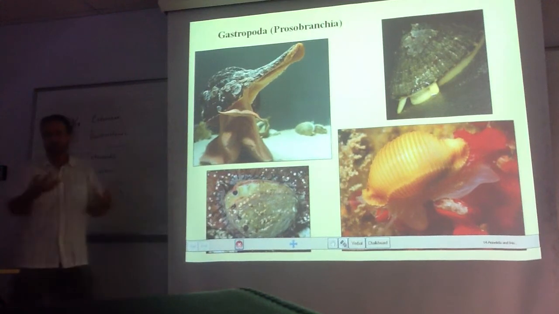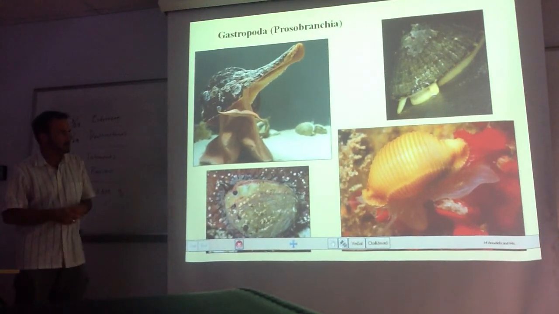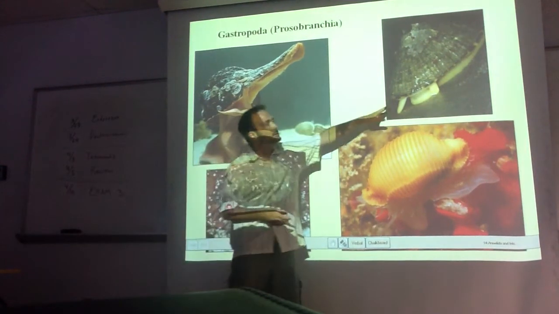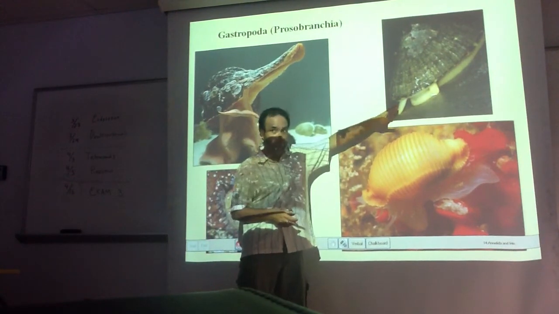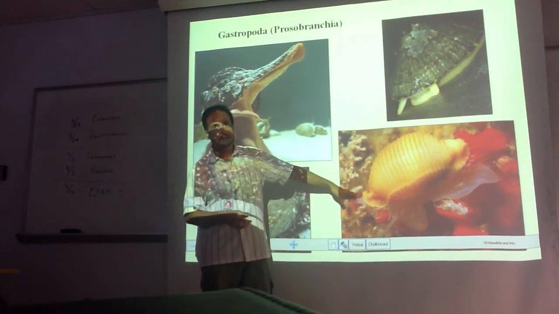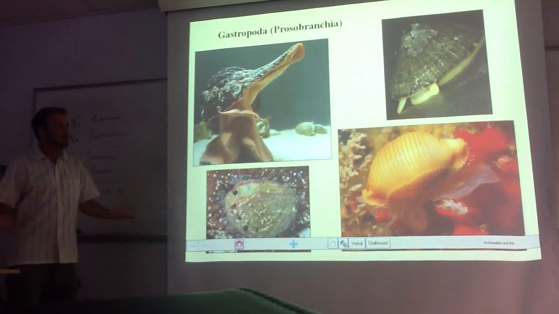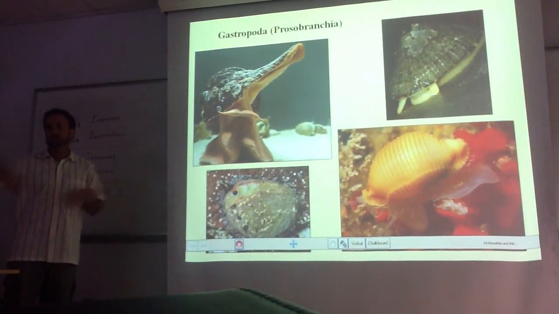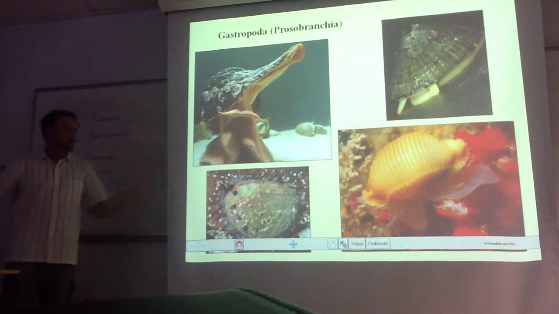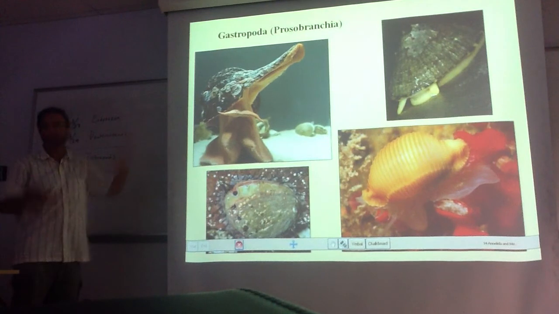Which on the West Coast, of course, people go out and collect. It's considered a prized edible. This is a limpet, right? And this is a cowrie. And of course, there's a whole host of these. I mean, you saw some of the different shells that were on the table last week in the lab. If you walk into a shell shop around here, it's full of gastropod, prosobranch shells, right?